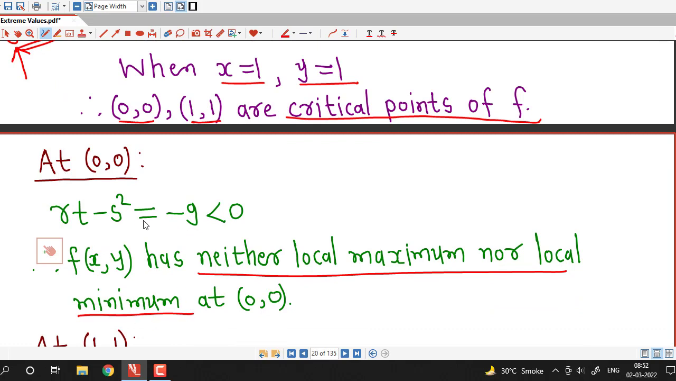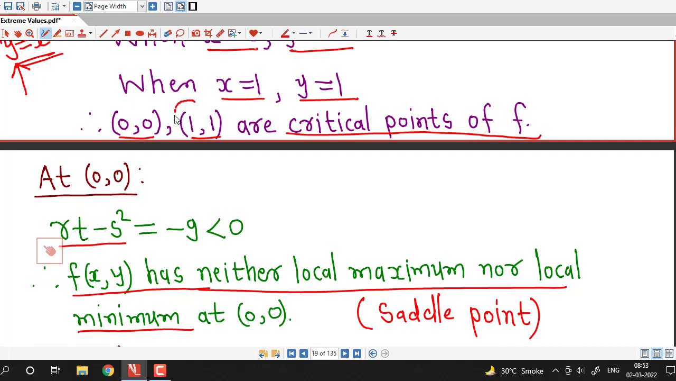At (0, 0) we obtain that rt minus s square is negative. Therefore we can say that the function is neither maximum nor minimum at (0, 0), and this type of point is known as a saddle point of the given function. So (0, 0) is a saddle point, or we can write that function f has neither local maximum nor local minimum at (0, 0).